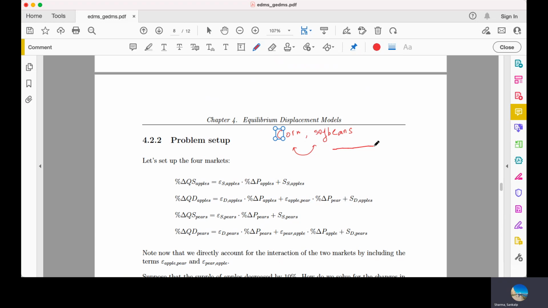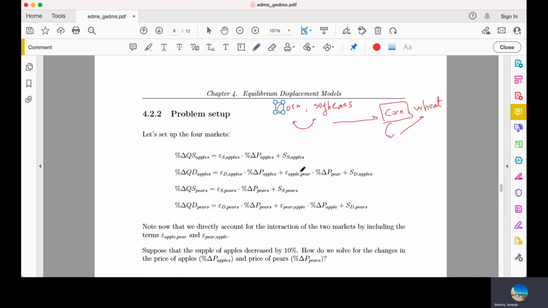And then, of course, there's substitutions that'll happen between corn and wheat or corn and soybean, right? So the point I'm trying to make here is, suppose there is a shock in the corn market, as we looked at in the past. That was what EDM was about. Suppose there's a shock in the corn market. I want to look at the impact, not only what happens to the price of corn because of the shock in the corn market, but what also happens in the wheat market. And that's essentially what we're trying to do here.